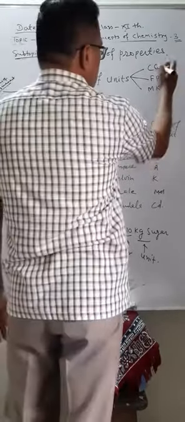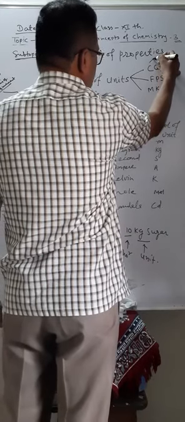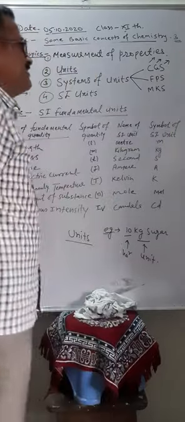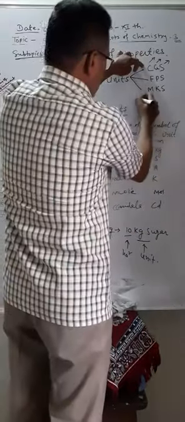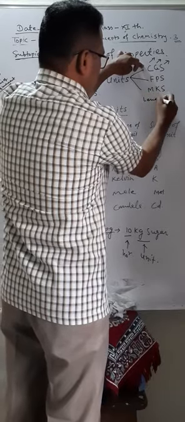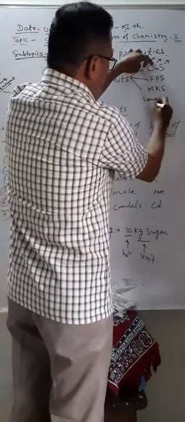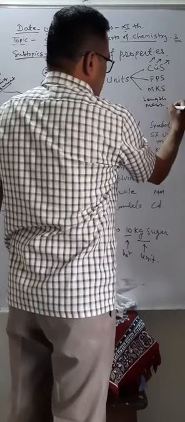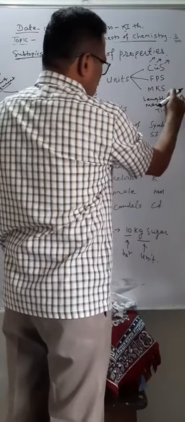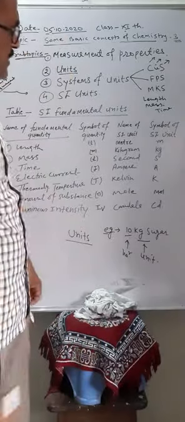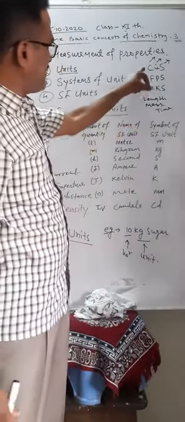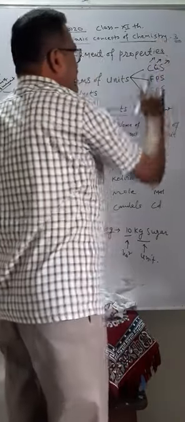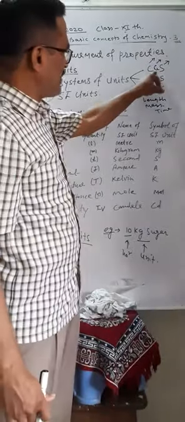Now here CGS means what? CGS means centimeter, C for centimeter, G for gram, and S stands for second. Now here centimeter represents the length, gram represents the mass, and second represents the time. It means the length, mass and time, these three fundamental properties are represented by this system of units. So the first system of units is the CGS system, where C stands for centimeter, G for gram, S for second.